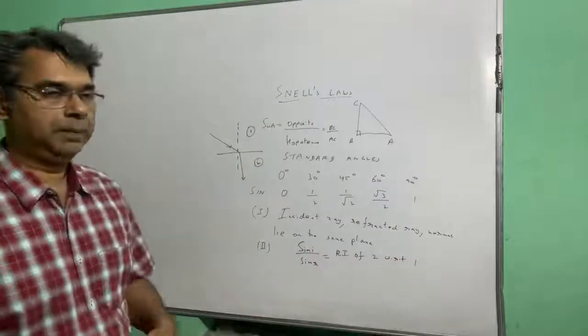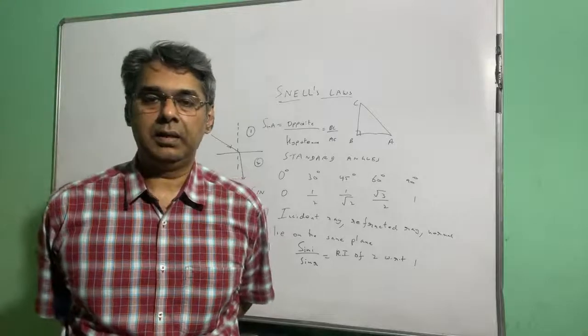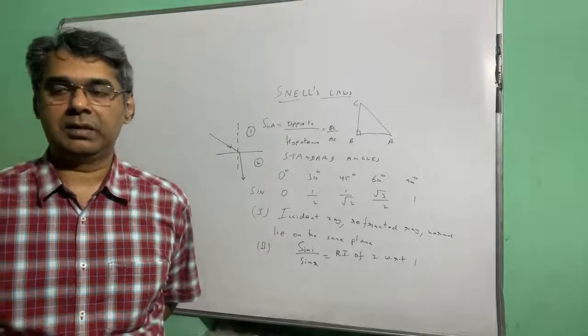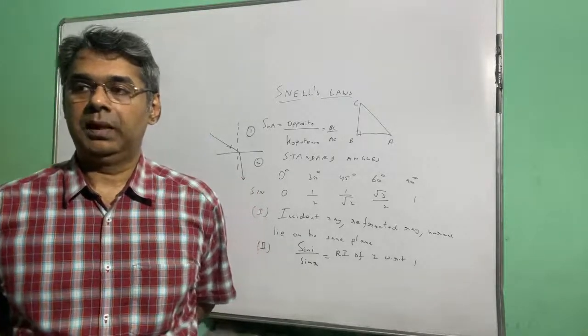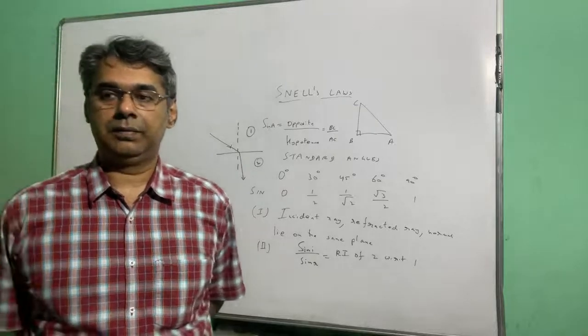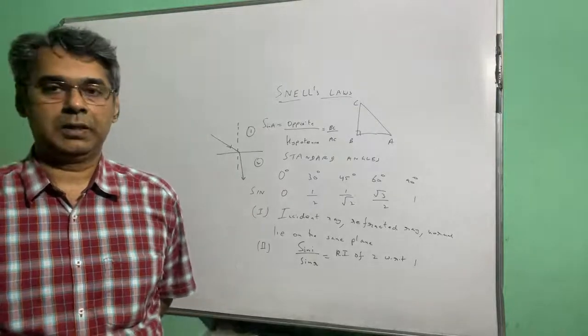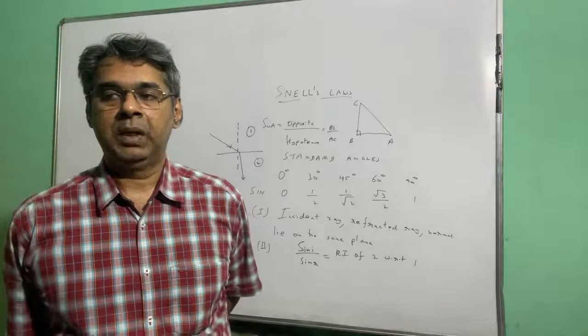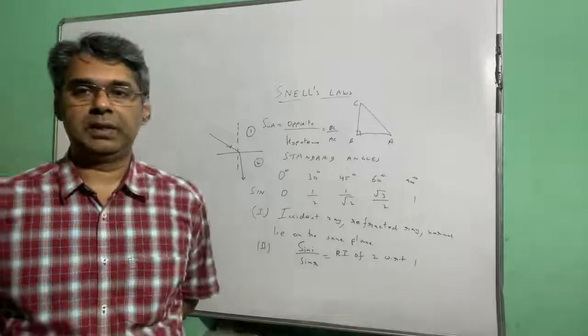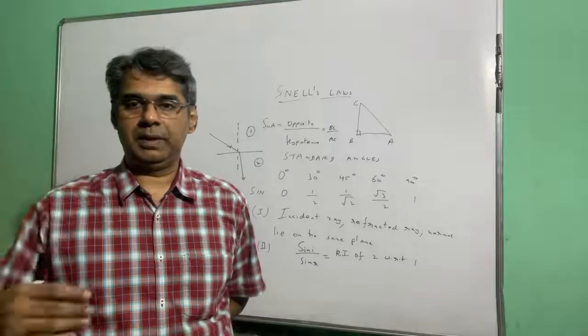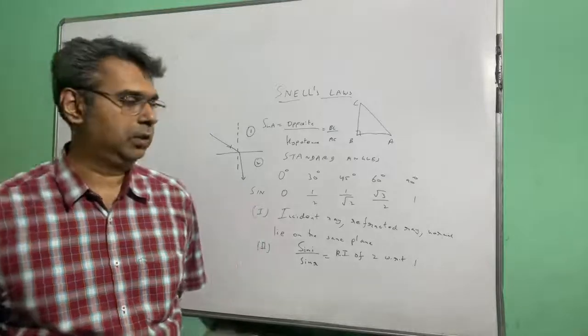Now, in the previous session, we had a discussion on refractive index, and I told you how to find the refractive index of a particular medium with respect to another medium. So I told you that it is the speed of light in the first medium divided by the speed of light in the second medium. That's what I told you.